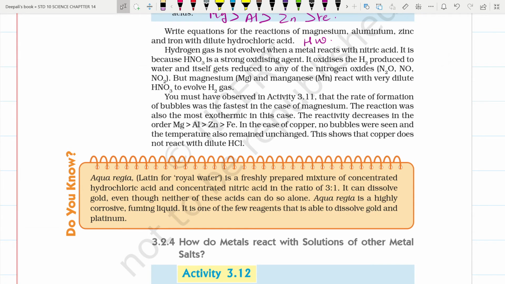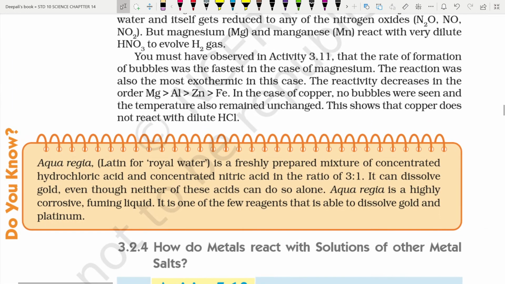Now, what is aqua regia? Aqua regia is the royal water. It is a freshly prepared mixture of concentrated hydrochloric acid and nitric acid in the ratio of 3:1. It can dissolve gold even though neither of these acids can do so alone. Aqua regia is a highly corrosive fuming liquid. It is one of the few reagents that is able to dissolve gold and platinum.